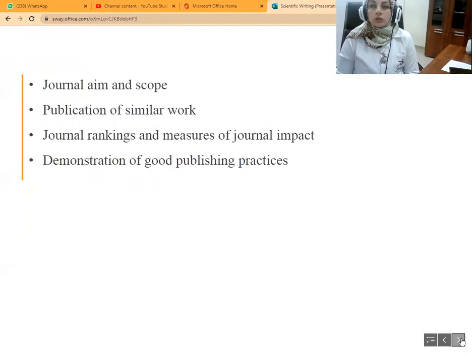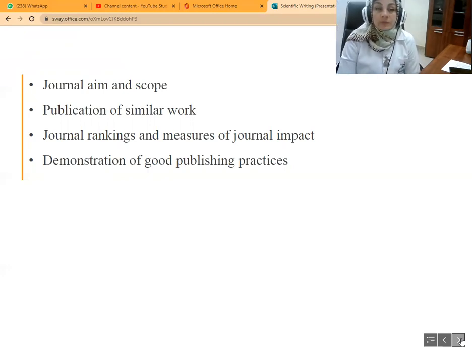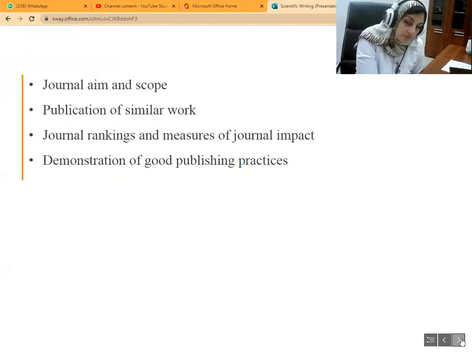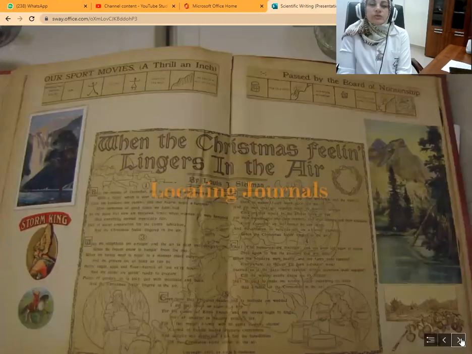It's time to take a look at which journal will publish my work. Take a look at the journal aim and the journal scope and make sure your work falls within that aim and scope. Make sure that journal has published similar work to the work you're publishing. Take a look at the journal rankings and measure the journal impact and demonstration of good publishing practices. For example, your colleagues have published there before and they know that this journal is a good journal. It's not a predatory journal.